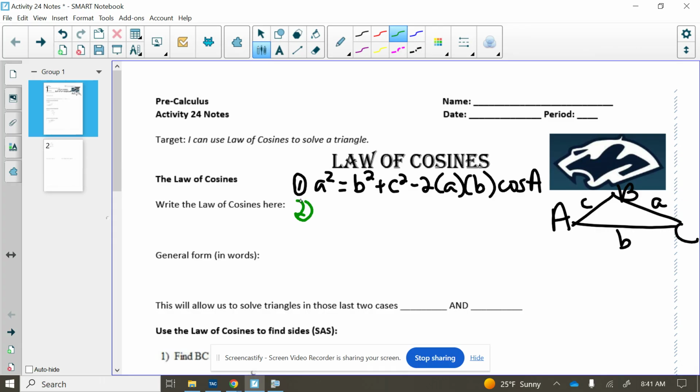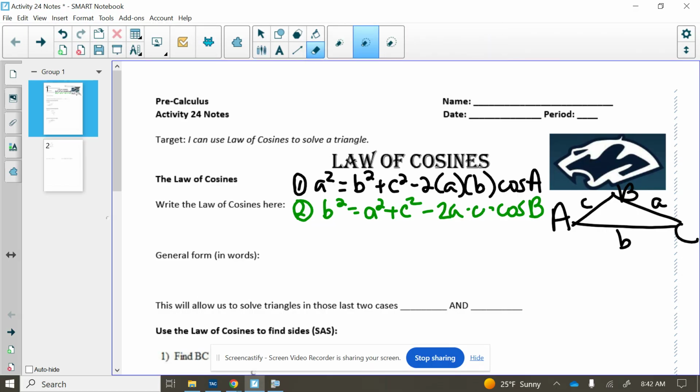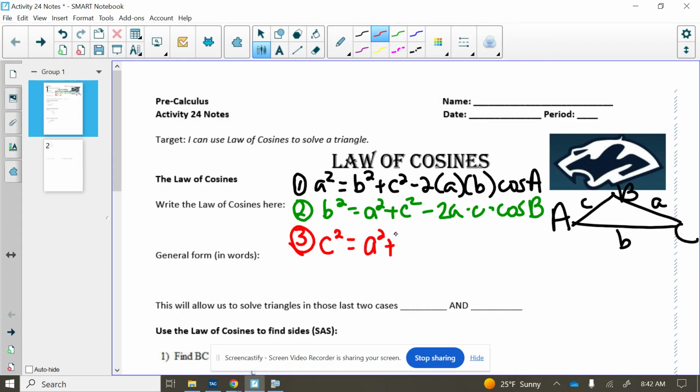Now, this could be rewritten differently depending on which angle or side we are trying to find. So, for instance, little b would be by itself. Then you would take the other two sides squared and added together, minus 2 times a times c times the cosine of big B. Again, the angle across from the side we were trying to find. Or the third way you're going to see this written is if you're trying to find little c, you would take a squared plus b squared minus 2 times a times b, and then times the cosine of the angle across from the side we're finding, aka C.